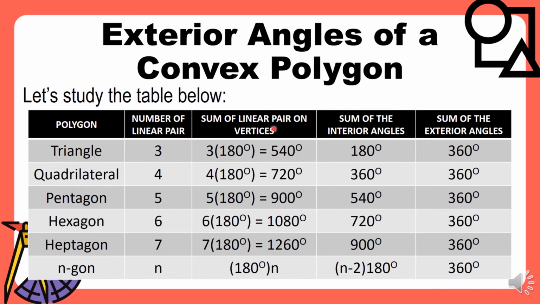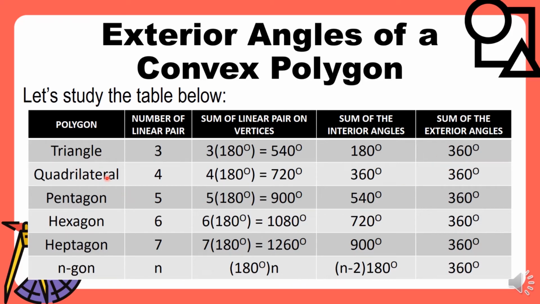At upang makuha natin ang sum of linear pairs on vertices, i-multiply natin ang 180 degrees sa number of linear pair. At dahil mayroon tayong tatlong linear pair sa ating triangle, 3 times 180 degrees is equal to 540 degrees. Huwag kalimutan na upang makuha natin ang sum of interior angles, gamitin natin ang formula na n-2 multiplied to 180 degrees. At napag-aralan natin kanina na ang sum of interior angles ng ating triangle ay 180 degrees. At upang makuha natin ang sum of the exterior angles, kailangan nating i-minus sa sum of linear pair on vertices ang sum of interior angles.